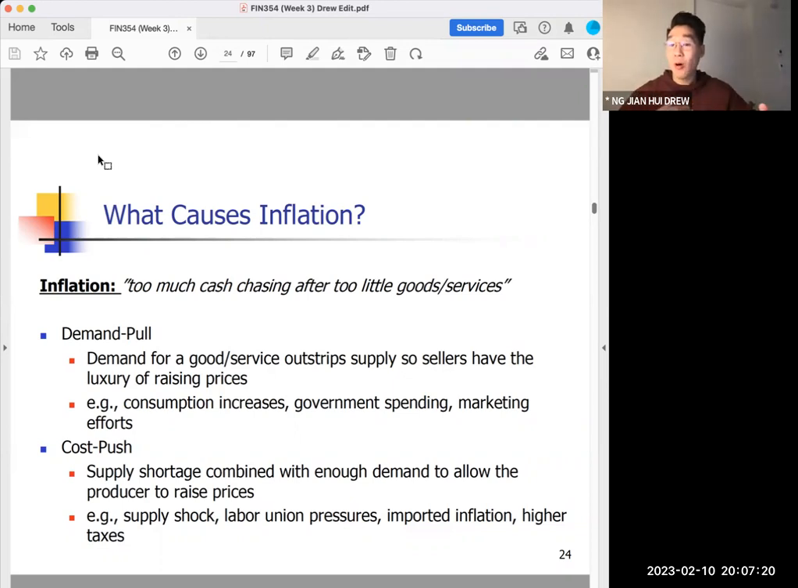So because COVID has recovered, right? So now the government is trying to reverse the process of the increased stimulus in the market by increasing the interest rate so that there's less cash chasing the goods and hopefully to reduce inflation.